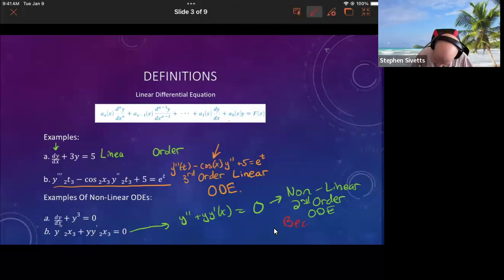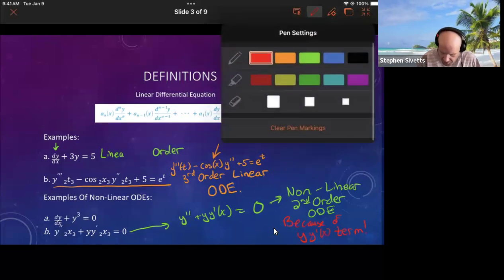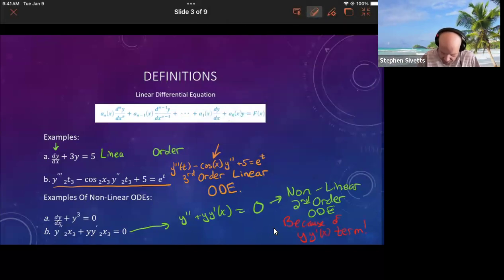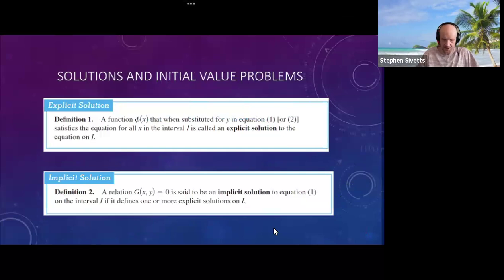And it's nonlinear because of the y times y prime of x term. That's what makes it nonlinear. All right. So that's how you classify various types of differential equations. Okay. So let's go over some definitions here.